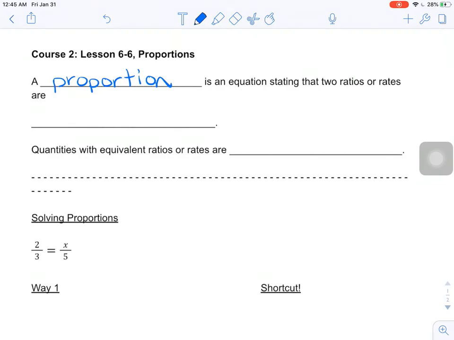So a proportion is an equation. It has an equal sign in it, but it's just a statement that says that two ratios or rates are equivalent. What equivalent means is that if you simplify them, they're the same thing. For example, I could take 1/2, and we know that 1/2 is the same as 5/10. So those equal each other. They're equivalent because they simplify to the same thing.